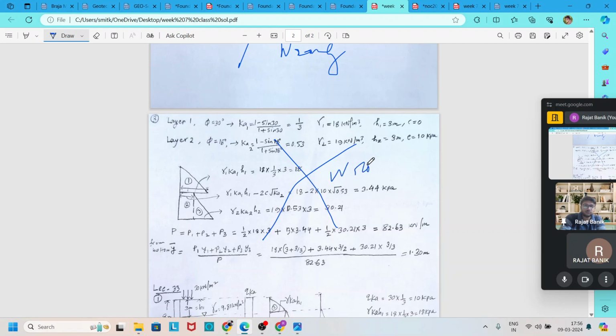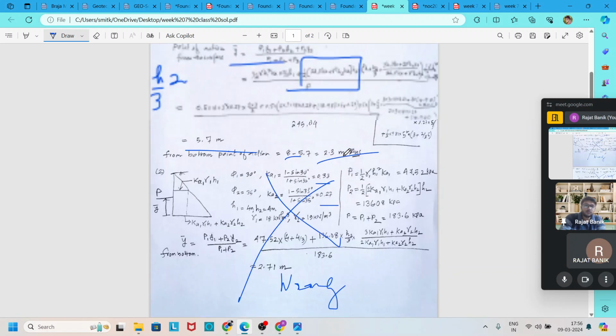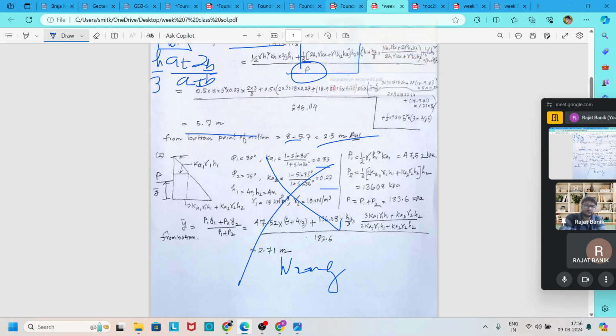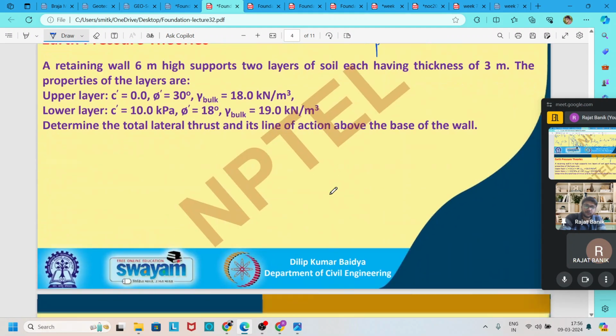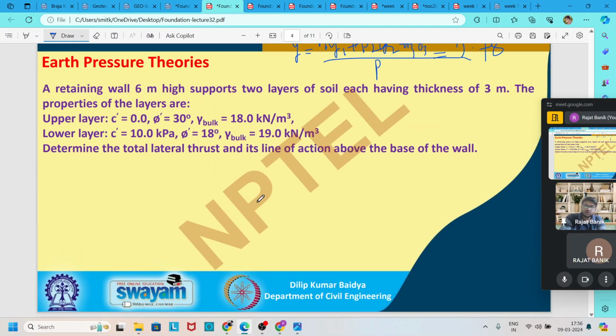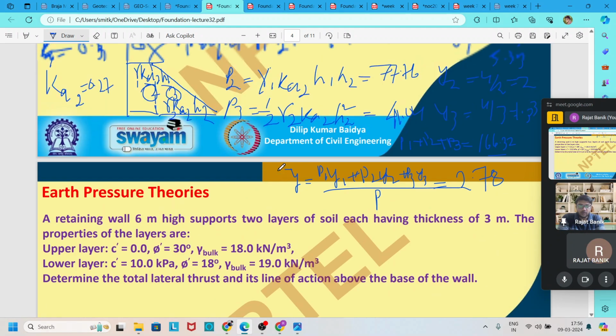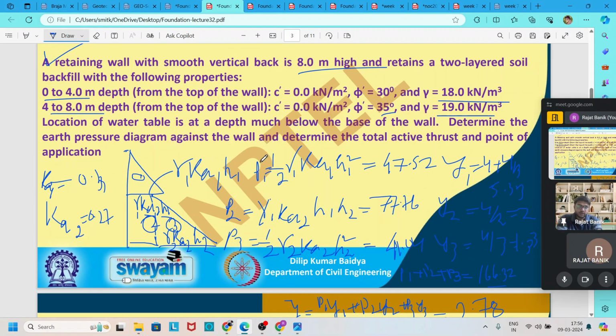It's also wrong. I'm doing here. You can see. Now question number three, it also cannot follow my solution. I am solving here in a fresh way.